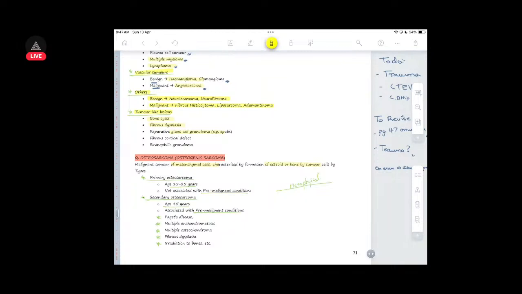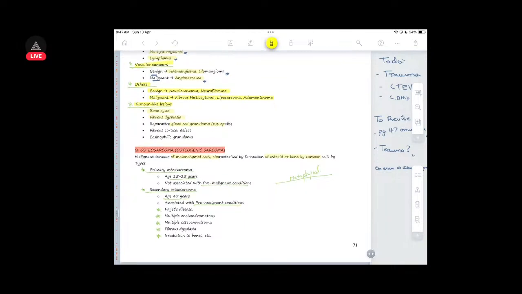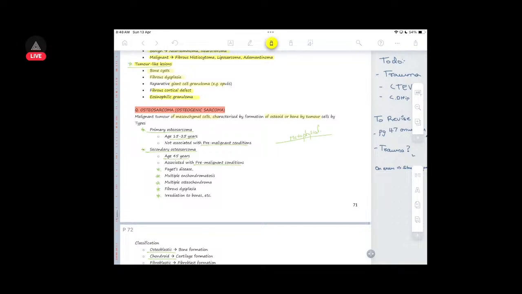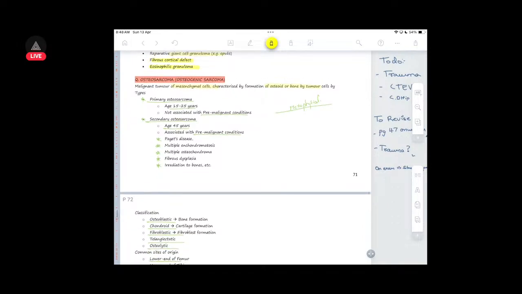Neurilemmoma and neurofibroma affect the nerves. Okay, so tumor like lesions: you have bone cysts, fibrous dysplasia, giant cell granuloma like epulis. Fibrocortical defects also can be there. Eosinophilic granuloma also may be seen. Fibrous dysplasia is one important thing. Giant cell granuloma with epulis and bone cyst. Okay, leave it. Then osteosarcoma, osteogenic sarcoma.